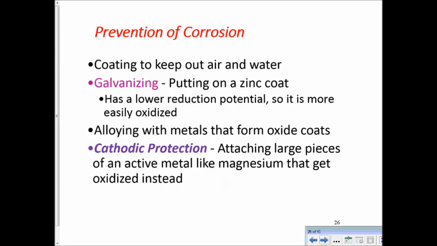Alloying with metals forms these oxide coats, like she was saying about the aluminum oxide. Once it forms the oxide, it doesn't really corrode anymore. So it forms like a thin layer of oxide outside, protecting the metal as well. The cathodic protection is a really interesting method. They'll put large pieces of active metals, like a magnesium strip on the bottom of the boat. So it's like the sacrificial metal. It gets oxidized, leaving the other stuff, the less reactive stuff, alone.